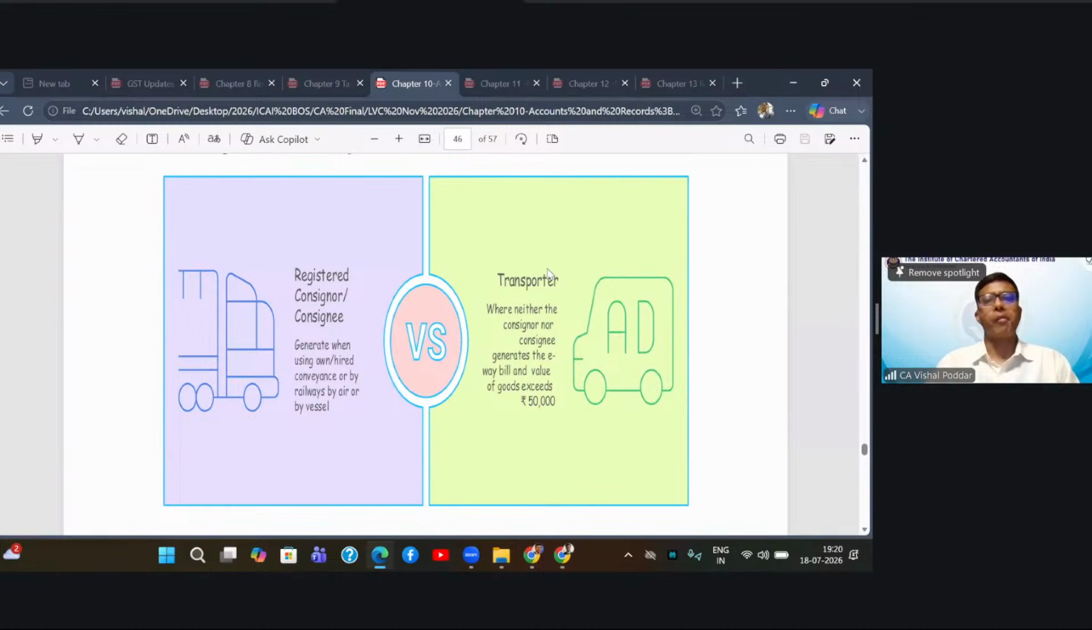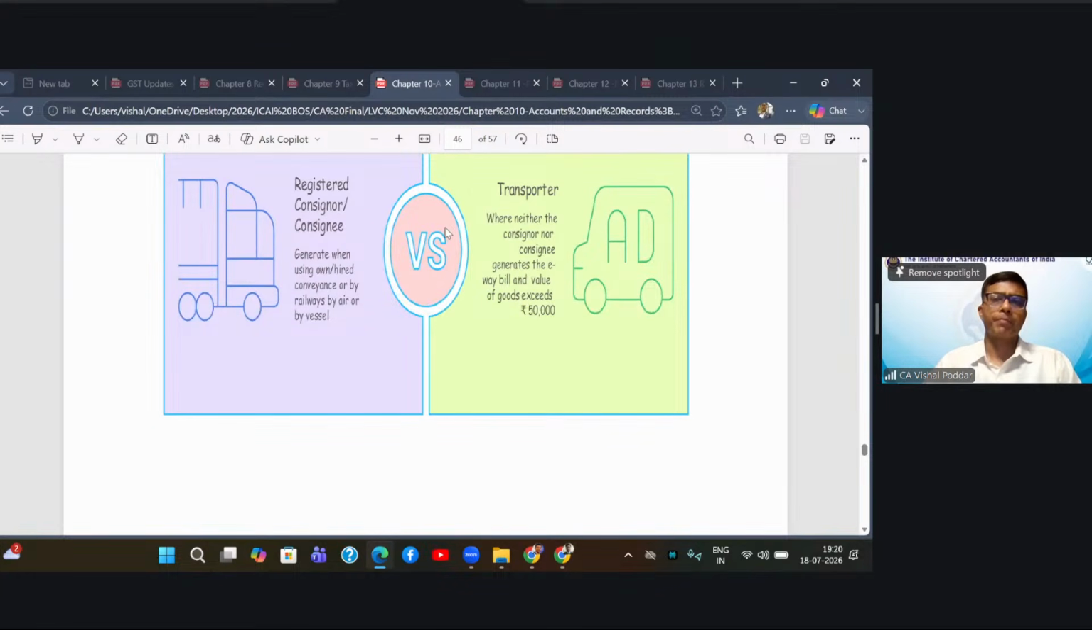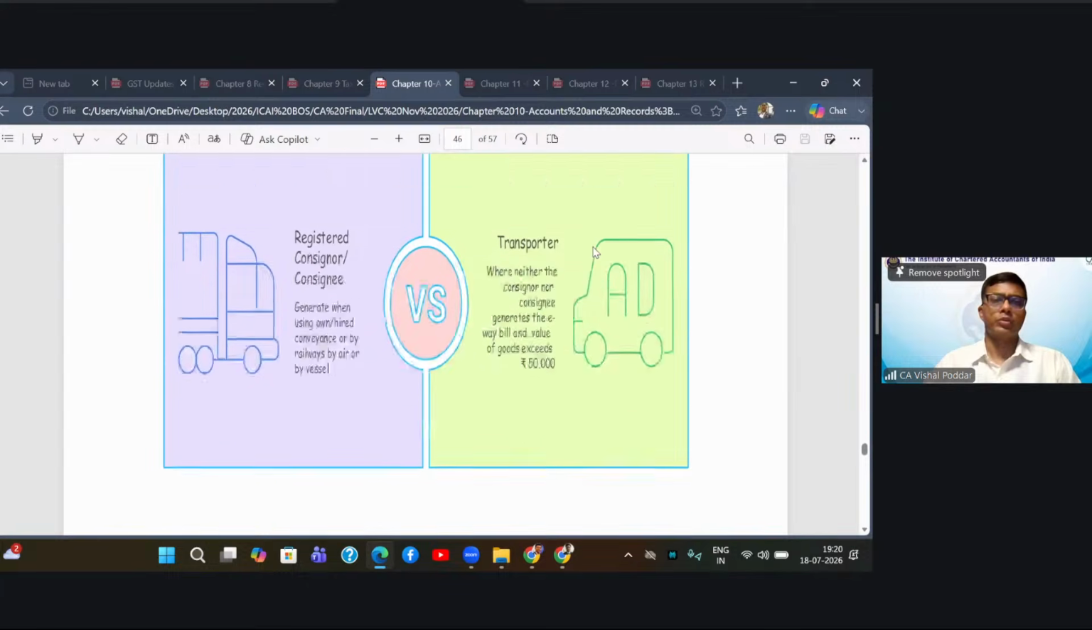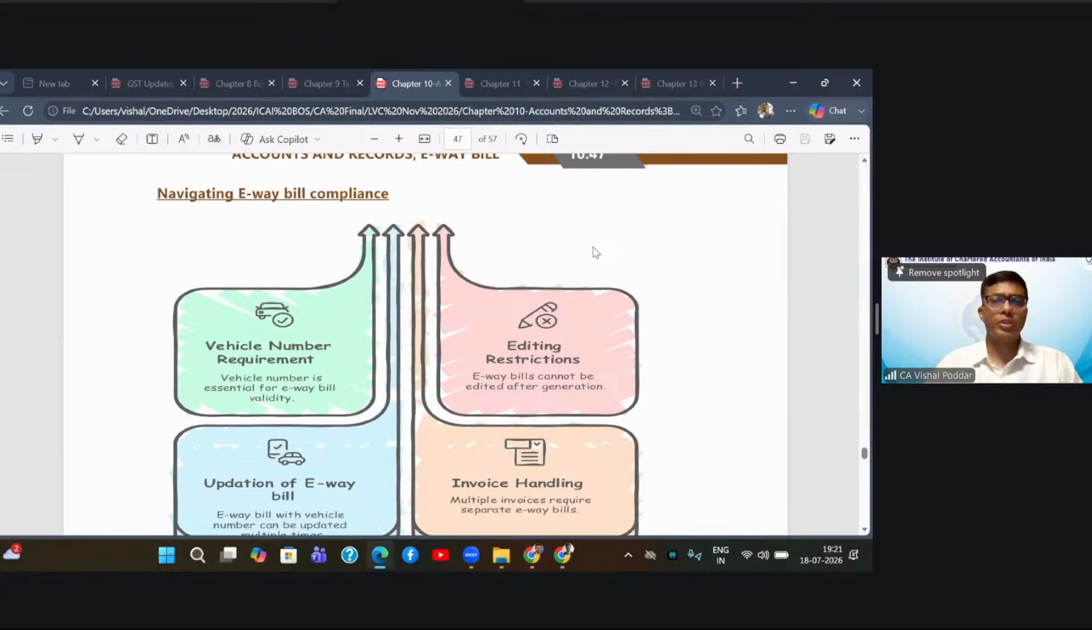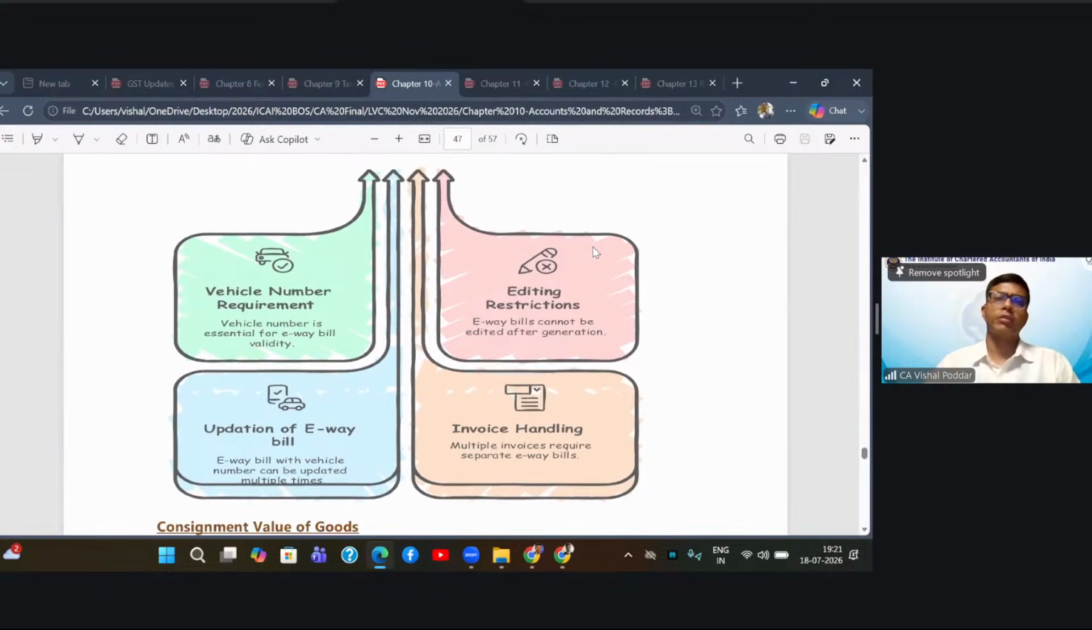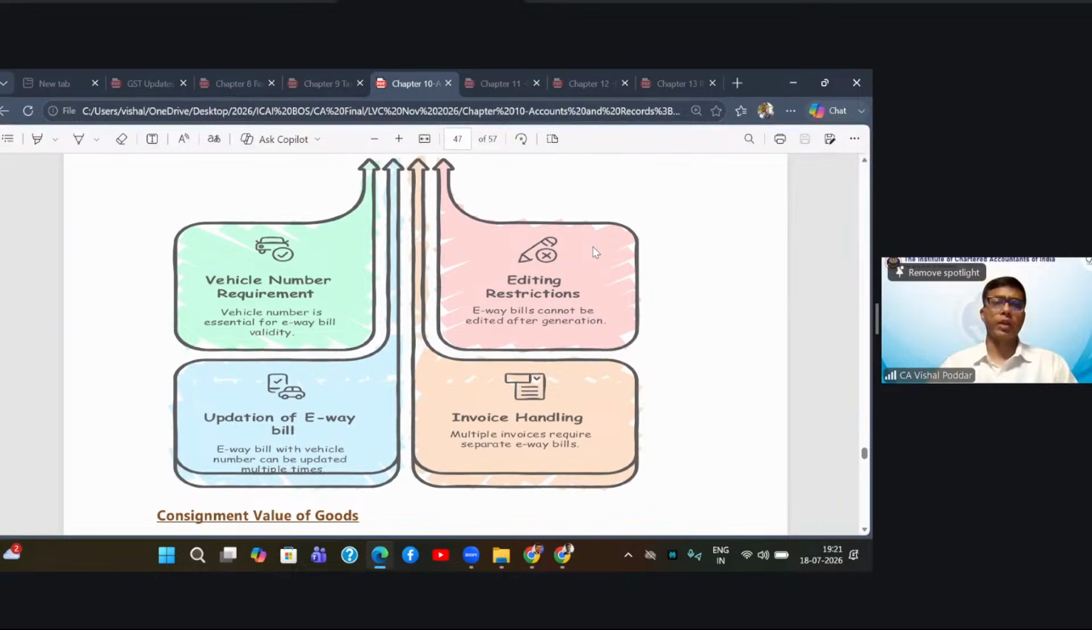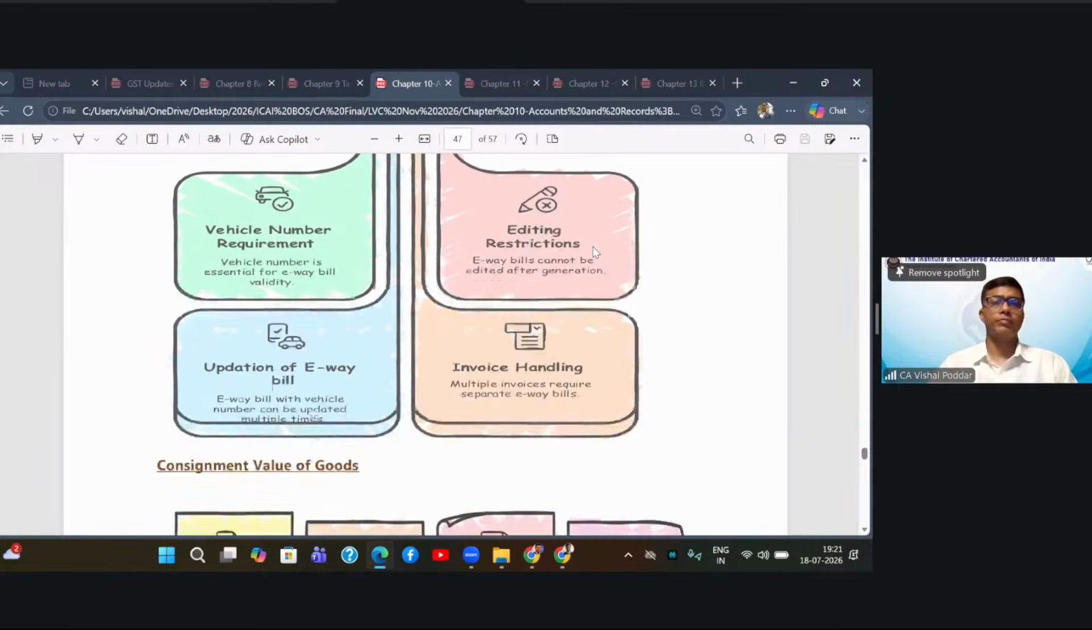Now, the different possibilities of movement are: you are moving the goods in your own vehicle, or wherever you are moving the goods by railways or by air, versus where neither the consignor nor the consignee has generated the e-way bill and the value exceeds 50,000. So in such cases, the rule is that the e-way bill has to be generated by someone, either by the consignor or by the consignee.